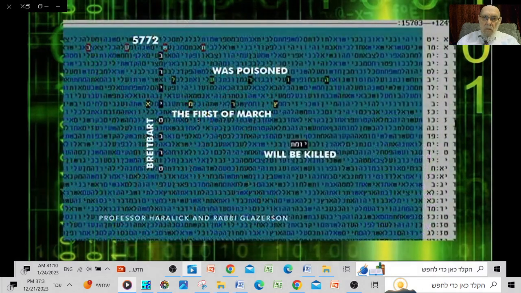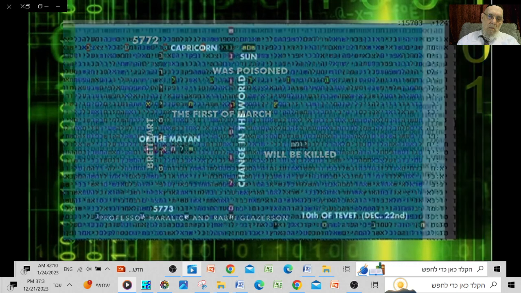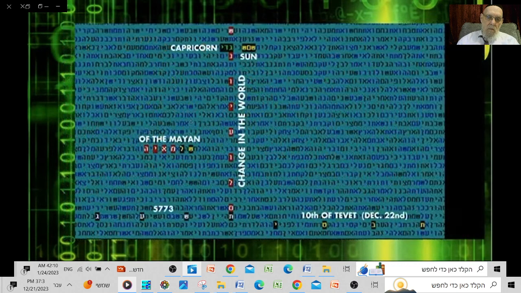It was a feminine plot to try to not get him into his position as Supreme Court Justice. This is another one. This was found by Professor Herlick and Rabbi Glazerson. This was when Breitbart died in 5772, which is 2012. Comes up in the codes, was poisoned on the 1st of March and will be killed. Indeed, that's what most people believe happened to him. Everybody was concerned with 2012. We were studying that 2012 codes way back in 2009.